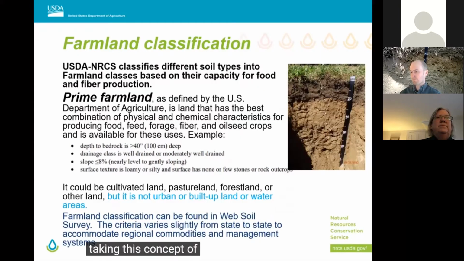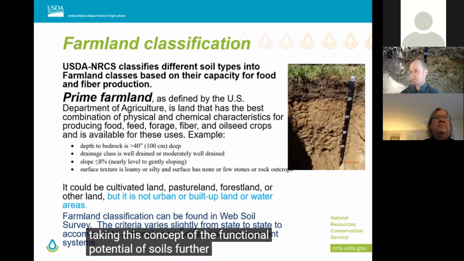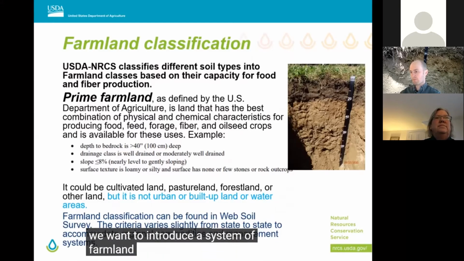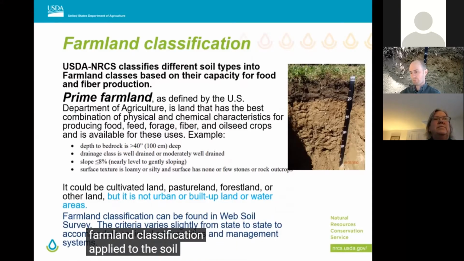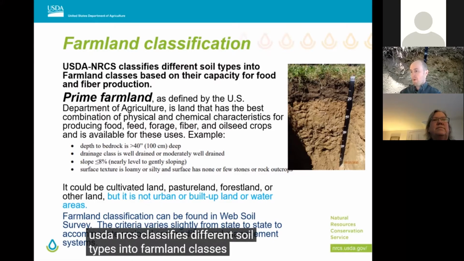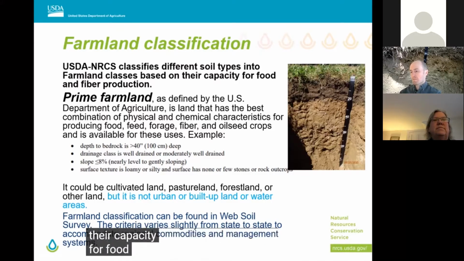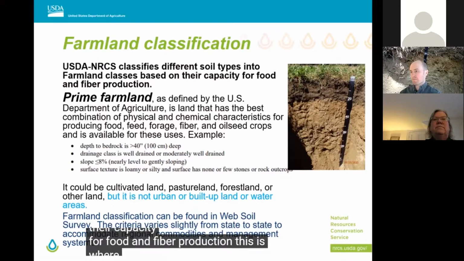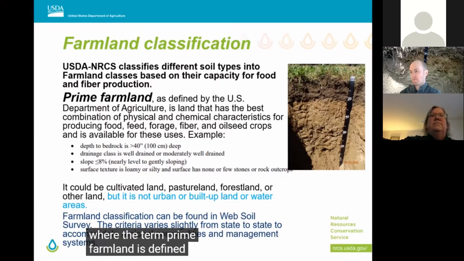Taking this concept of the functional potential of soils further, we want to introduce a system of farmland classification applied to the soil types in the soil survey data. USDA-NRCS classifies different soil types into farmland classes based on their capacity for food and fiber production. This is where the term prime farmland is defined and applied.